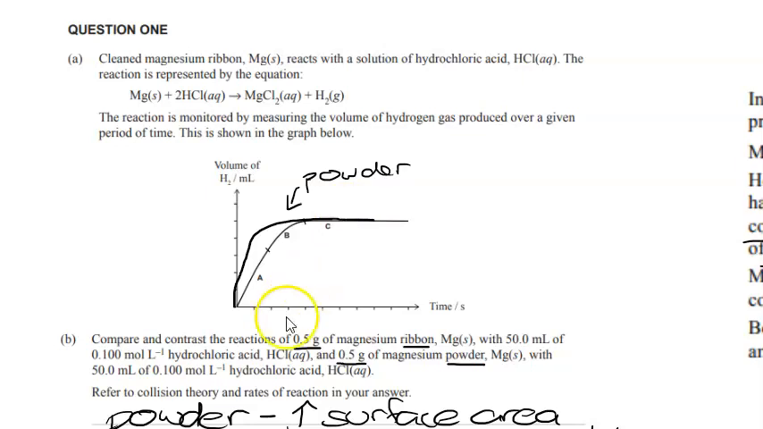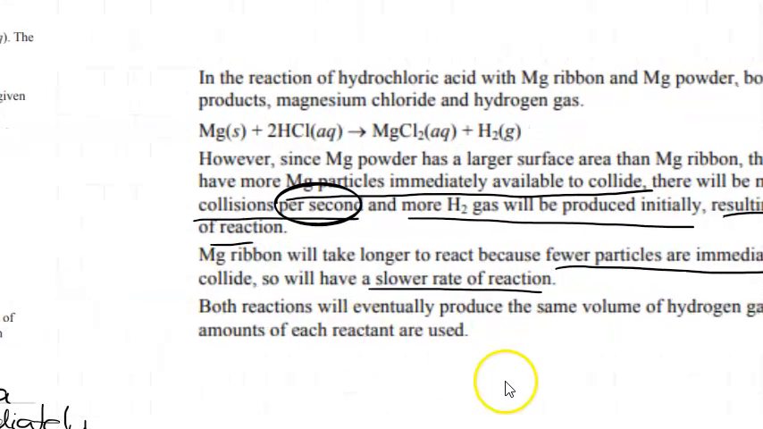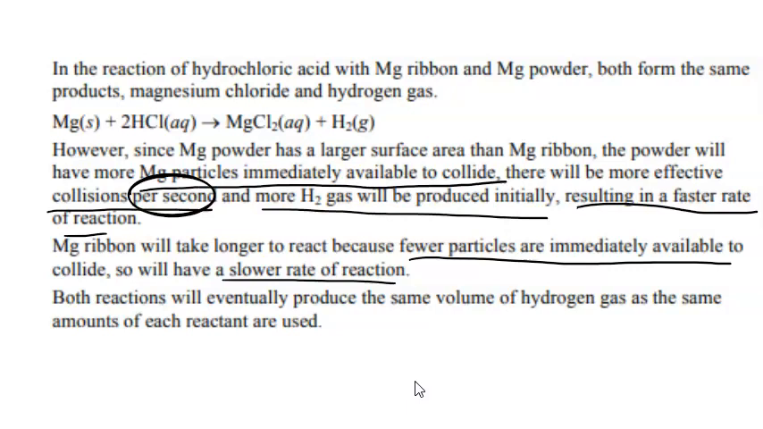In fact, if there was like 1 gram of magnesium ribbon, then that would go slow at the beginning, but then we would end up with twice as much of the products. So because we're starting off with the same amount of reactants, we're going to end up with the same amount of products. So that's another thing that you can add at the end of your answer as well, which is often important.